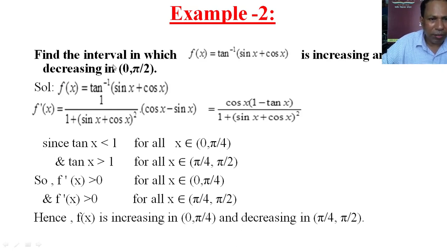So that means we have divided the interval 0 to pi by 2 into two disjoint intervals, 0 to pi by 4 and pi by 4 to pi by 2. In 0 to pi by 4 it is increasing, and in pi by 4 to pi by 2 it is decreasing.